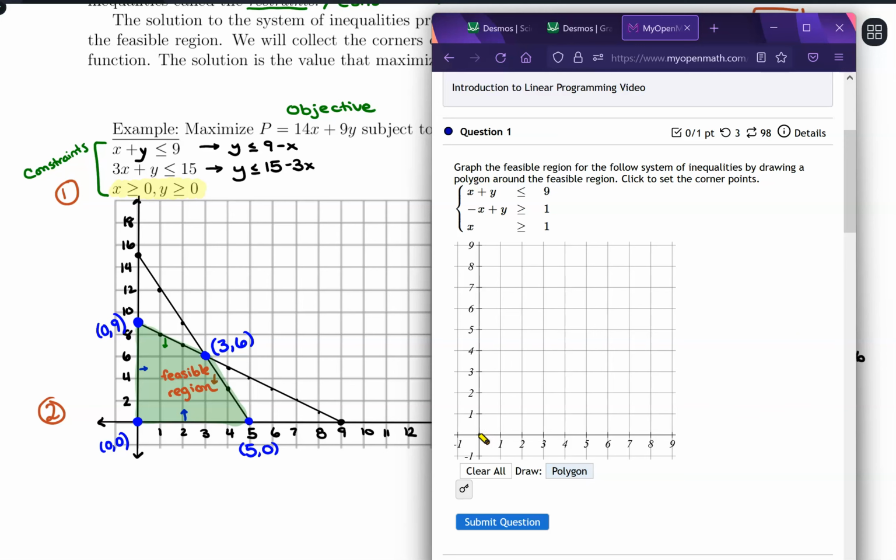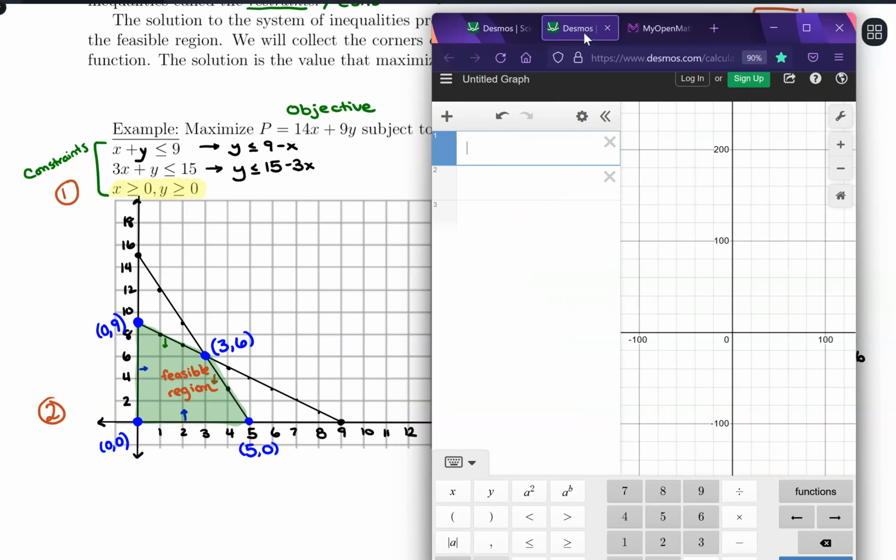I'm just going to graph those points. So (0, 0), (0, 9), (3, 6), and (5, 0). And then connect back to the origin, and that'll shade in a region in between those, and that'll be the feasible region. So when you have this polygon drawing tool, you won't have all this extra information that's in there. It's just thinking about this feasible region with those corner points, which is really what's important for solving our linear programming.